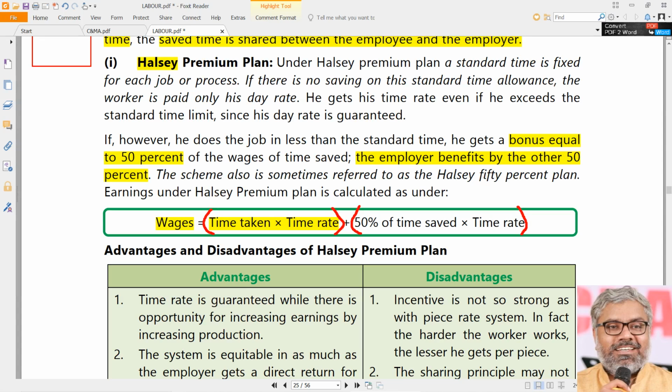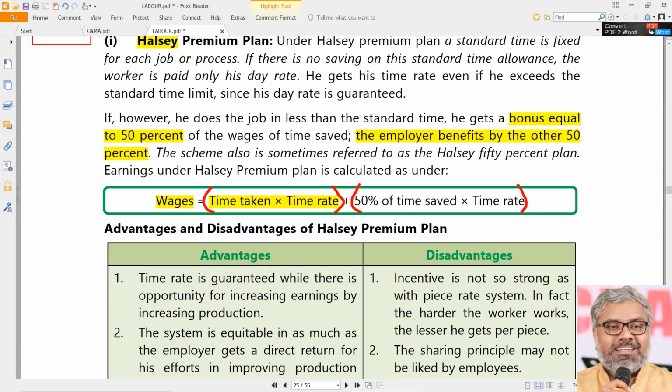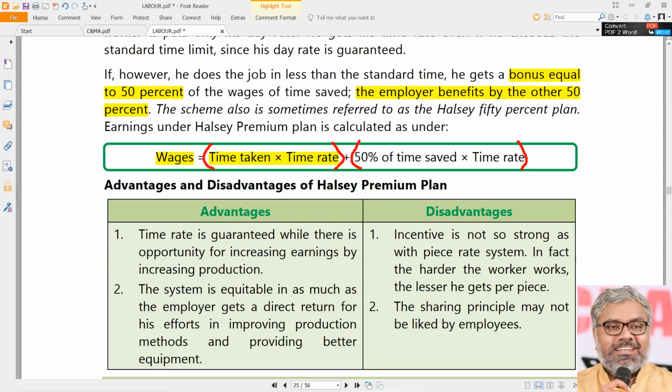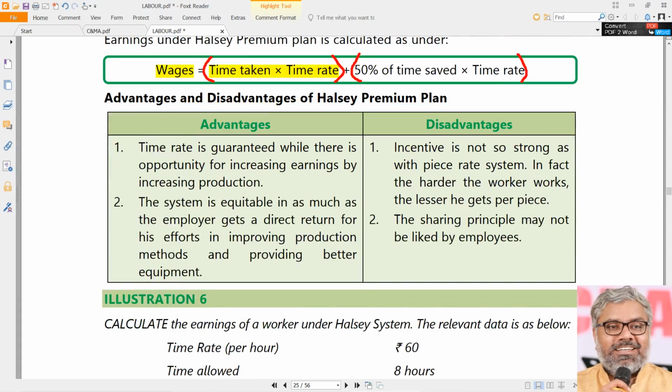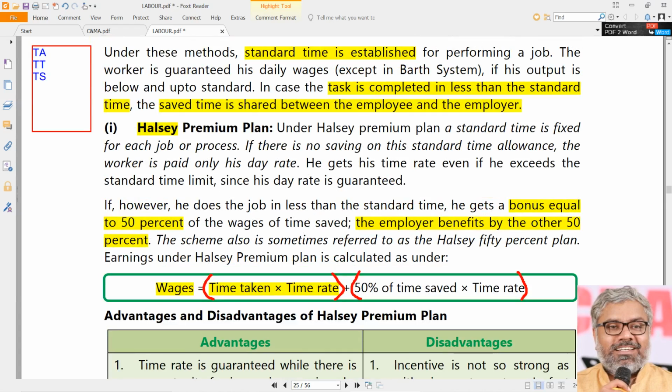What he says is, out of the time saved, 50% of the time saved should be given as a bonus to the worker according to the rate that is applicable to that worker. So time rate is common. But only point is, entire time saved is not being given to the worker. Only half of that is given to the worker. He is compensated for that time saved by giving this bonus amount. That's it. That is Halsey premium plan, we can call it.